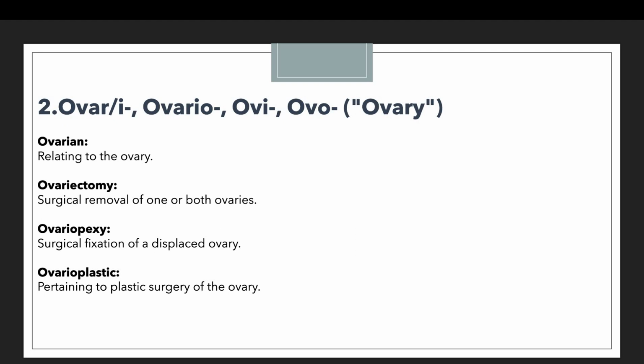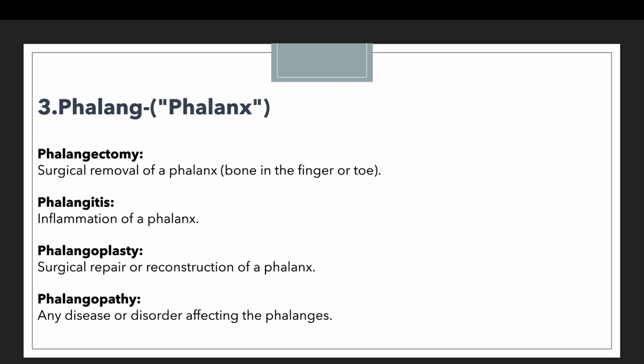Likewise, if you look at the fourth example, which is ovarioplasty, which means pertaining to plastic surgery of the ovary. Okay, so in all of these examples, only one thing is common, which is ovary, and that's the reason we are using these alternative prefixes, which are ovari, ovario, ovi, ovo. Got it? Now we will move to the third and last prefix for this session, which is phalange.